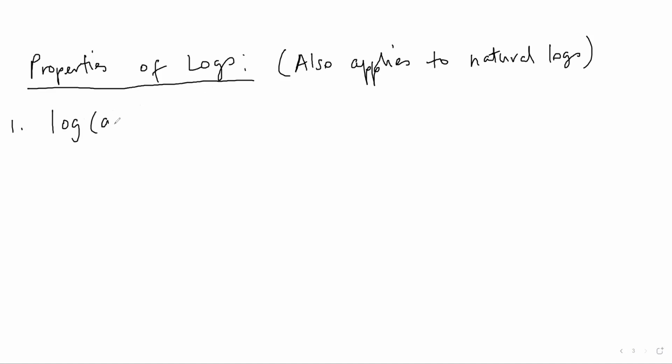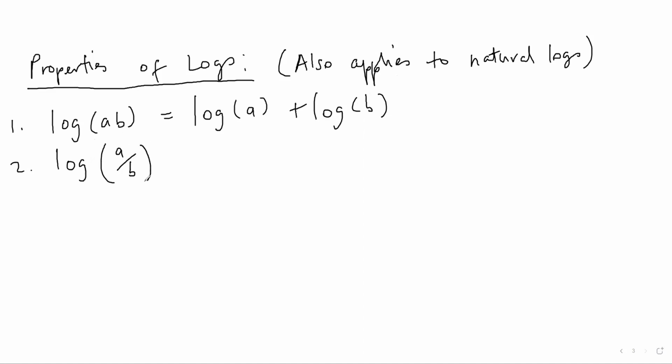Log of A multiplied by B is equal to log of A plus log of B. That's the first property. Second property, log of A divided by B is equal to log of A minus log of B.